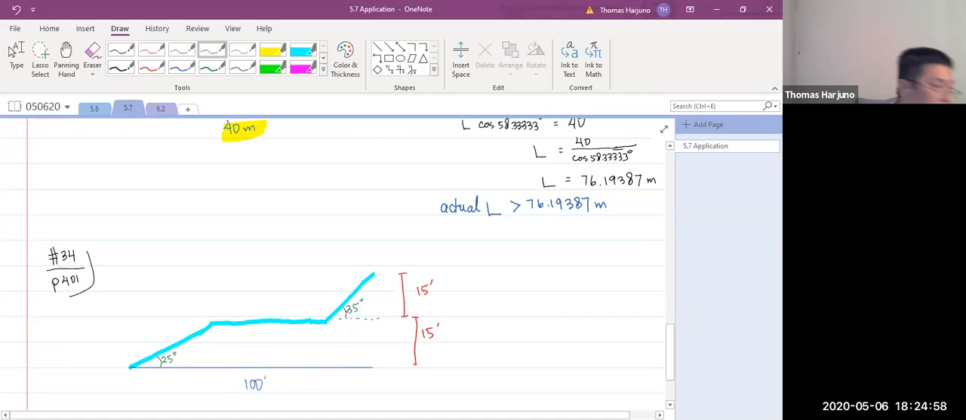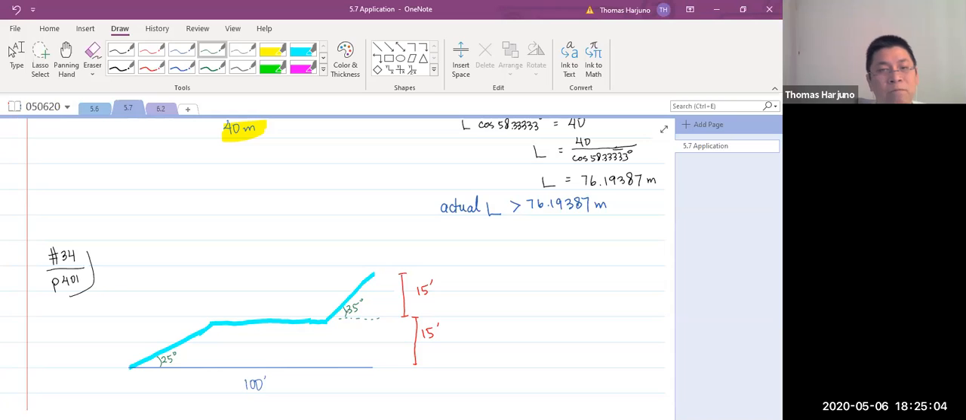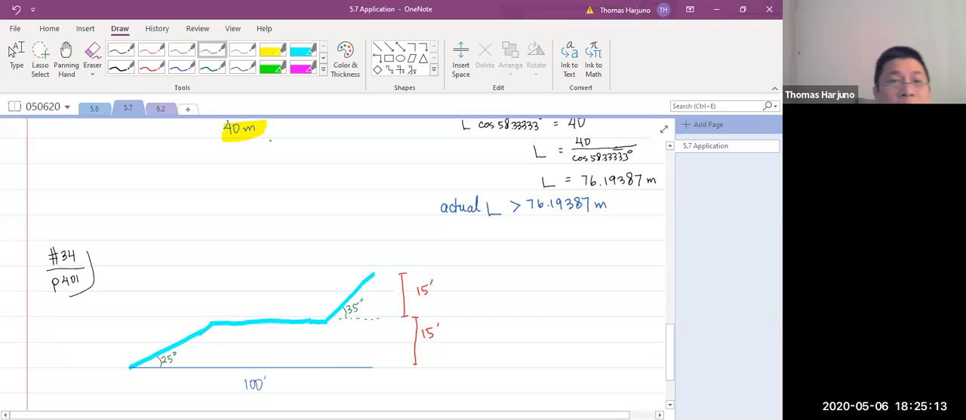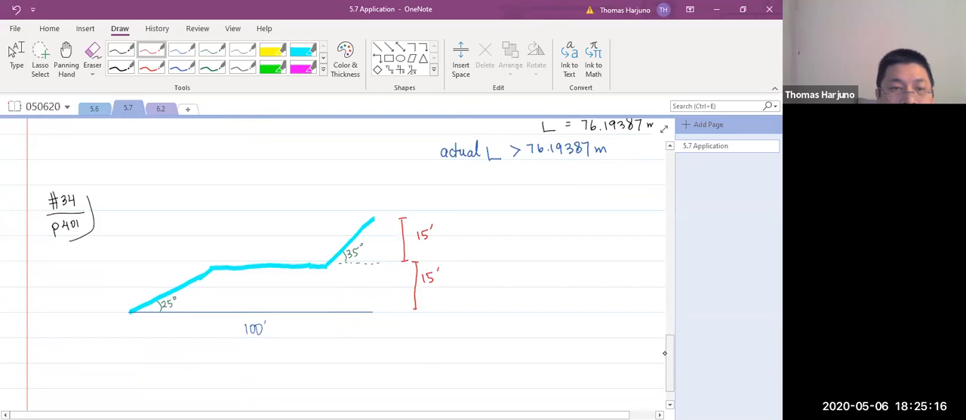Now the question is, what is the length of the water slide? The one that I highlight in blue. Okay, let's break it up in the following way. This is 15. This is 15, right? So from there, we can find the length of this part.